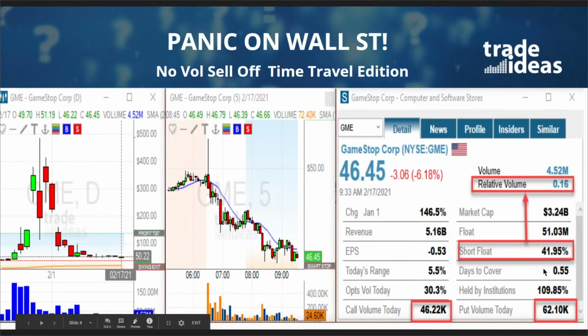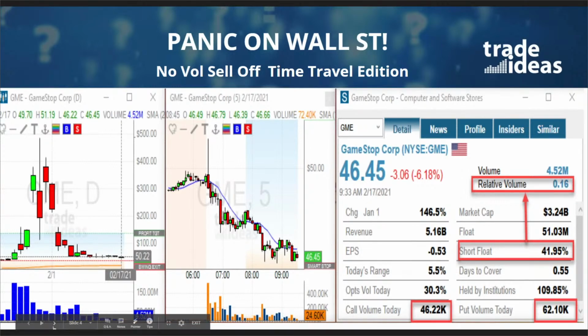Let me go back real quick. So here it says 41% of the float is short. And Brad, what is the float here? Roughly 51 million? Yeah, 51 million. That's the shares outstanding minus the insiders. Right. So in this case, 40% is roughly 20 million, 4 times 5, something to that effect, right?